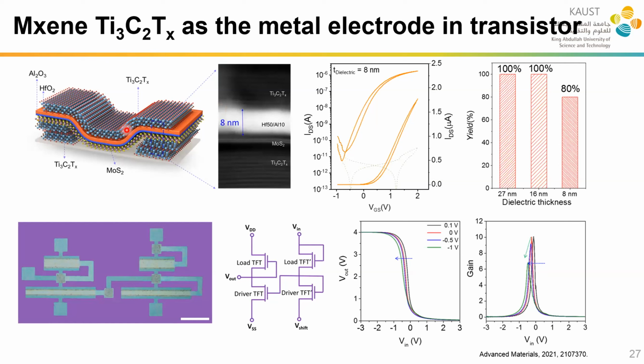This is the device performance. This is the device structure. We use MXene as the contacts, the source contact and drain contact of the top gated transistor, and also the top gate. We use molybdenum sulfide as the channel, and ALD grown aluminum oxide and hafnium oxide as the bilayer dielectric layer. We found that even though we use a dielectric thickness of around 8 nanometers, we still have a good, reliable device performance.